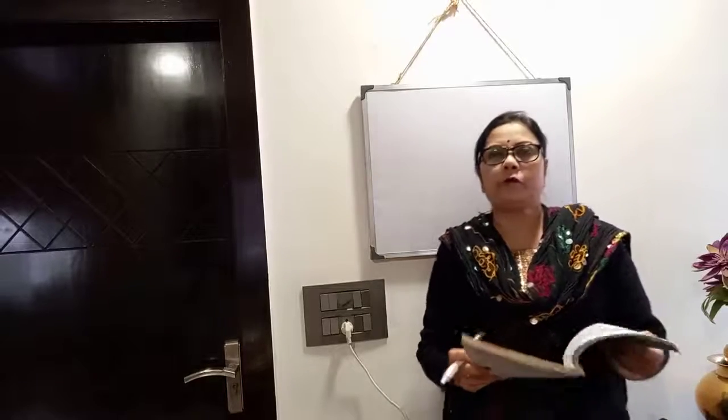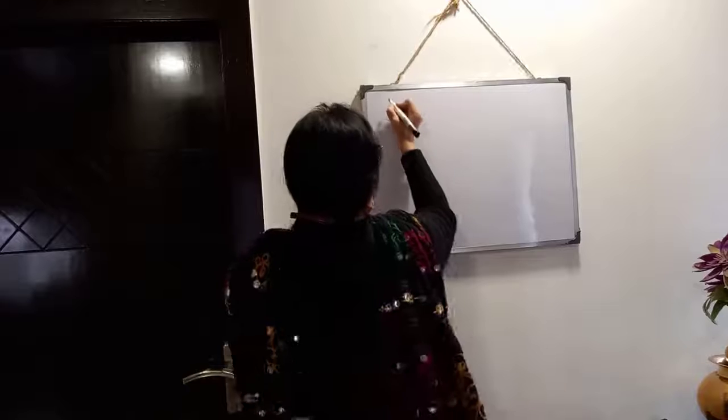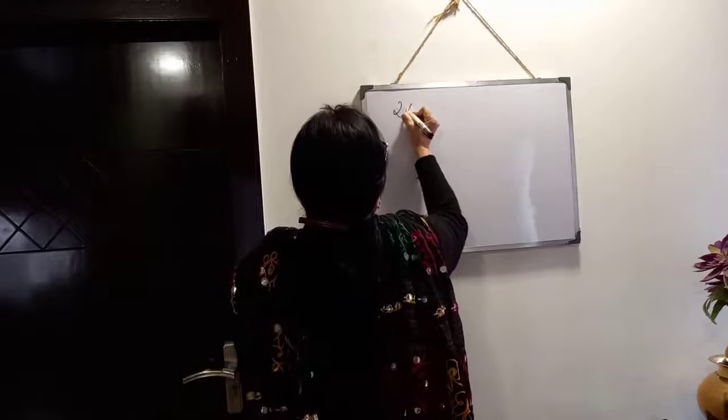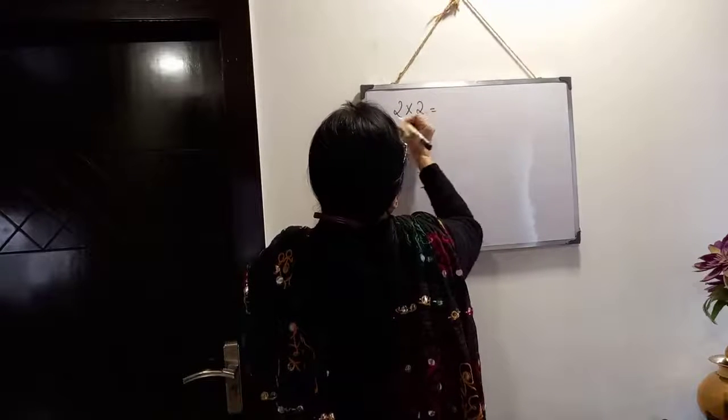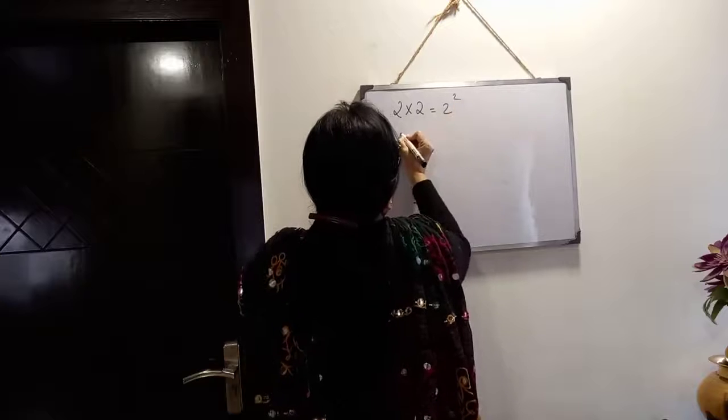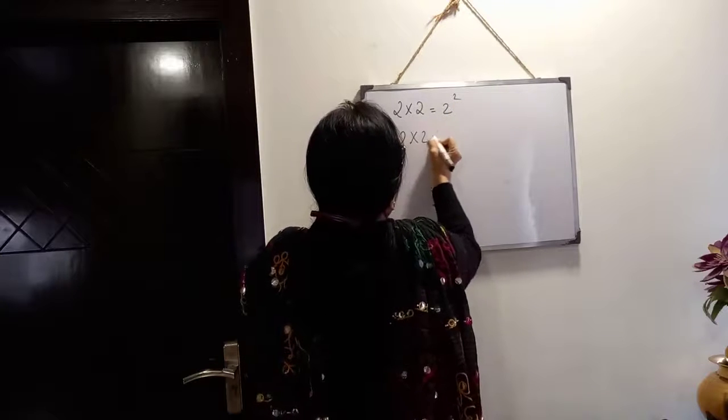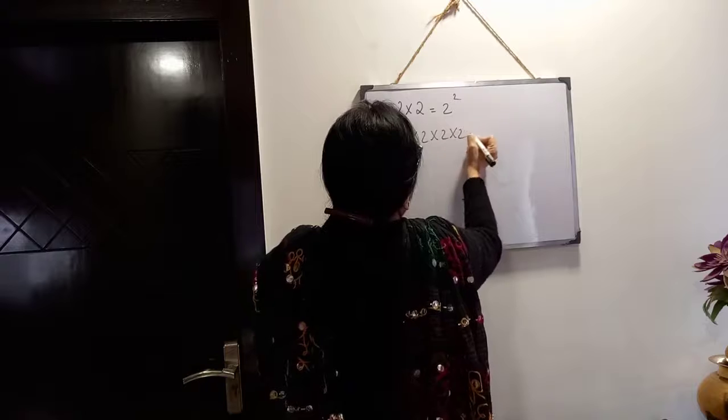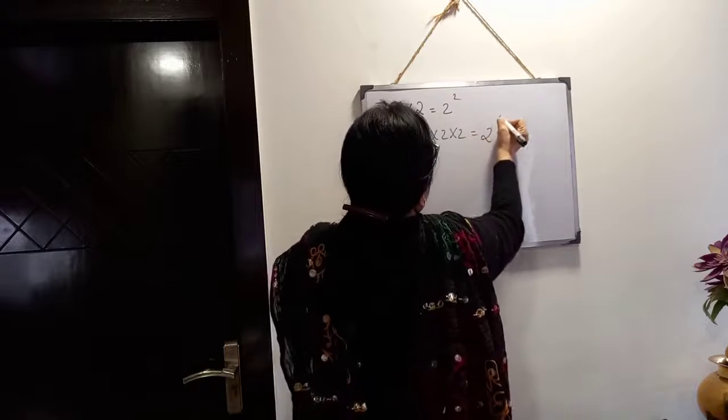And in your algebra portion, laws of indices is the first chapter. Clear? Now what is that? Laws of indices. Okay, now see, if 2 is multiplied 2 times, then what do you write? 2 square. If it will be multiplied 4 times, 2 into 2 into 2 into 2, then we will write 2 to the power 4.